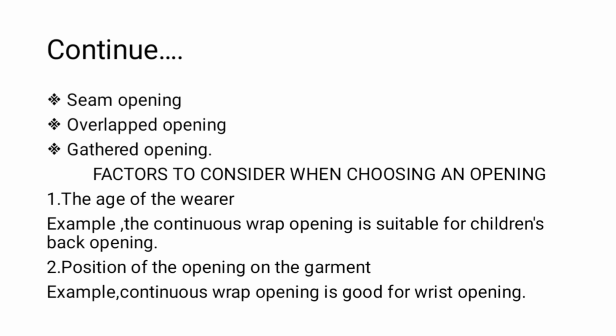Number 2, position of the opening on the garment. An example is a continuous wrap opening that is mostly found on the wrist opening. Number 3, the type of the fabric to be used. Light fabric is better to be used for making an opening like the continuous wrap opening. Using a light fabric to make a continuous wrap opening, especially on the wrist, is to avoid bulkiness.